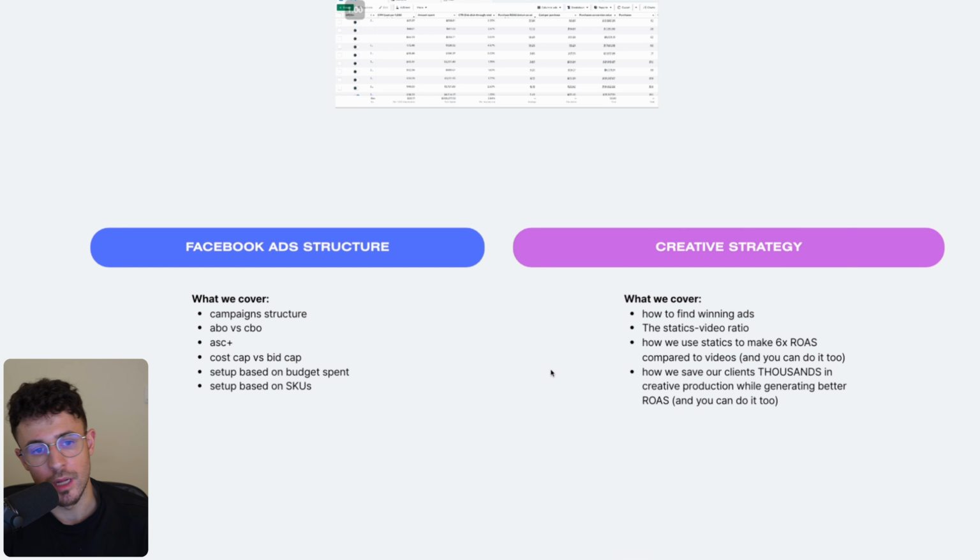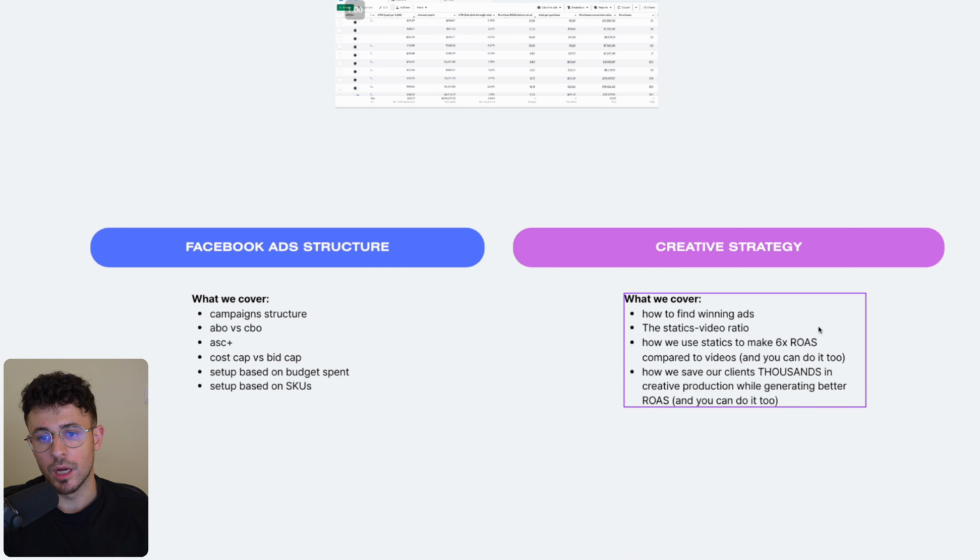So for the Facebook ad structure, we're going to cover the campaign structure, the ABO vs CBO model, Advantage Shopping Plus and how to use them, and cost cap and bid cap, so why you need them. Actually, they're very important. We'll also cover the setup that you need to use based on the ad spend that you have, so the budget, set up based on the number of SKUs that you might have, and how to structure the ad account when you have different SKUs or different products.